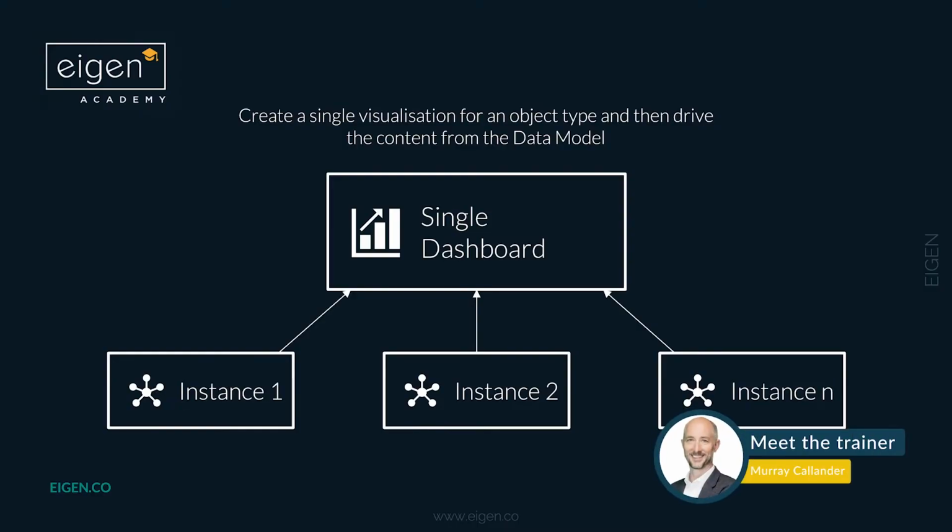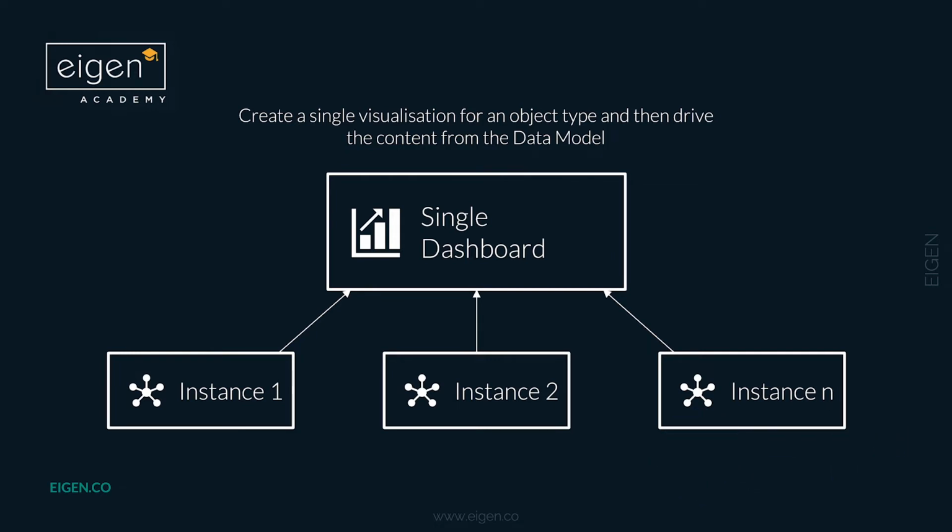The object template component allows you to create a single visualization for an object type and then drive the content from the data model. So we can make a single dashboard using trends and KPIs and then use the data model to drive the time series sources that will be fed to that dashboard.